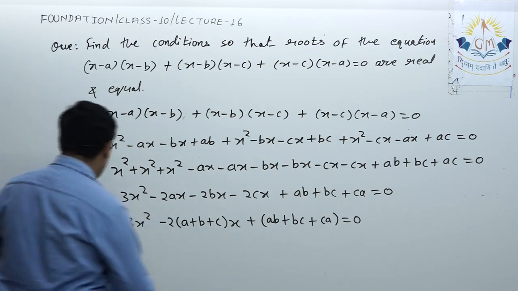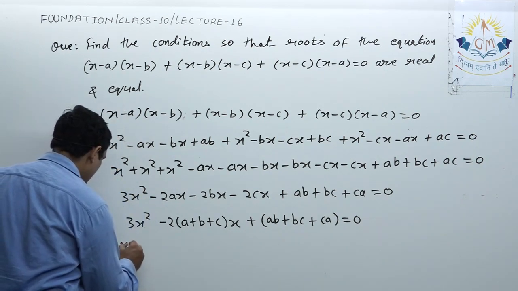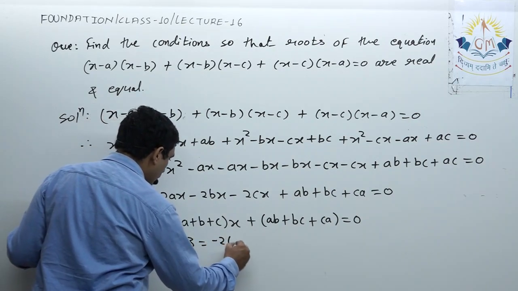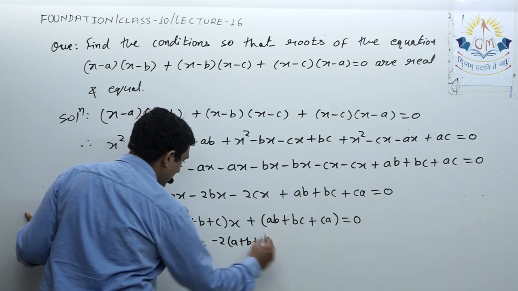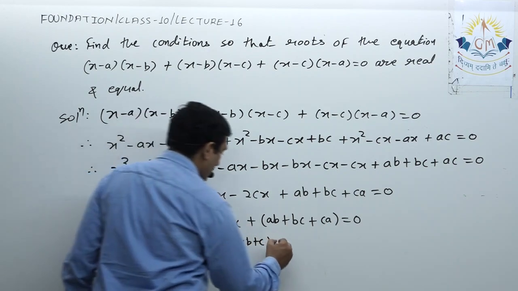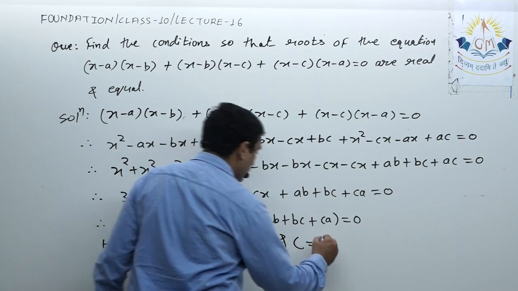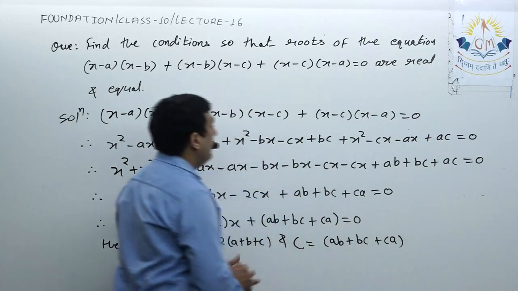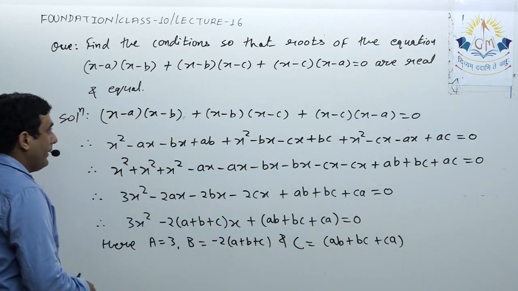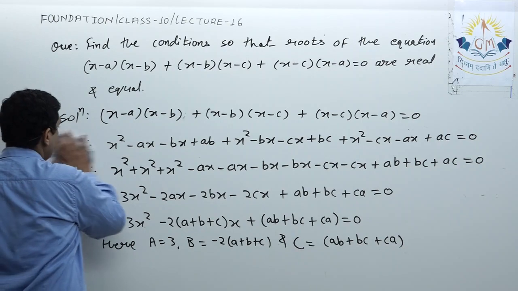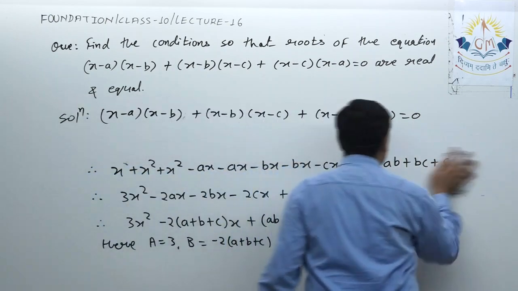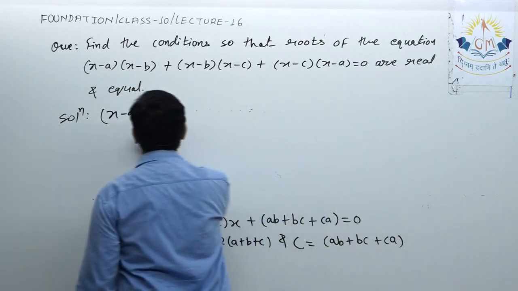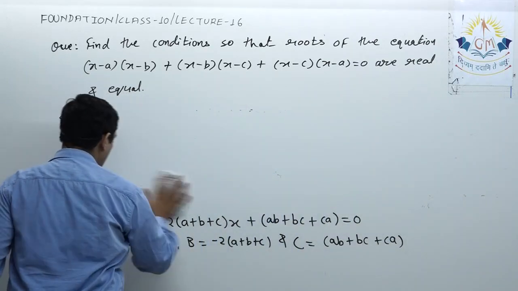Okay, now here I can write, here a is equal to 3, b is equal to minus 2(a plus b plus c), and c is equal to ab plus bc plus ca. Okay, so now we'll find its discriminant, and that must be greater than or equal to 0 because the roots of the given equation are real and equal.